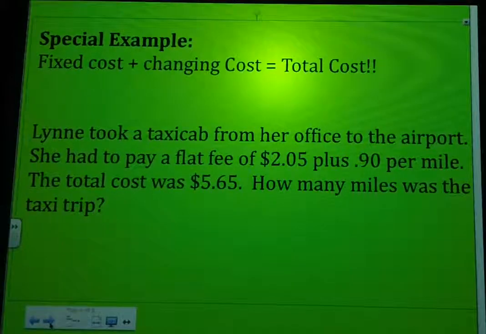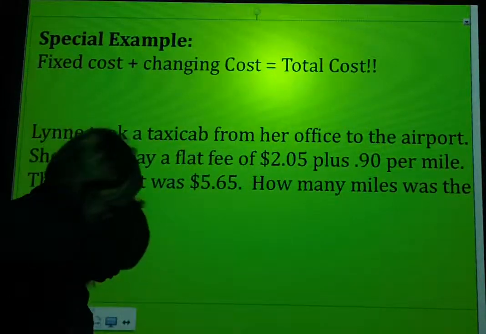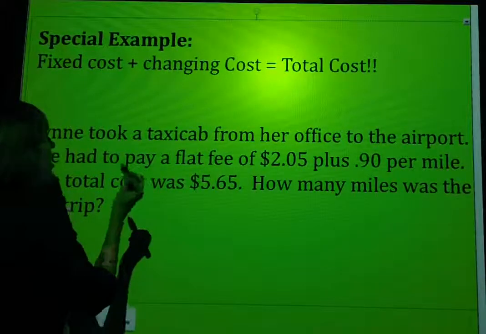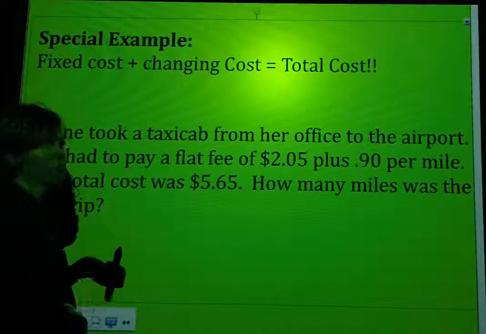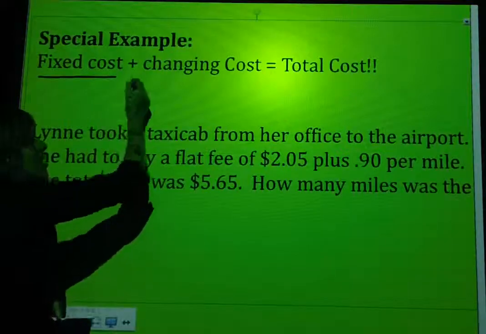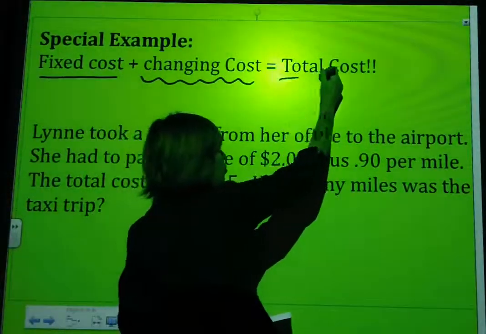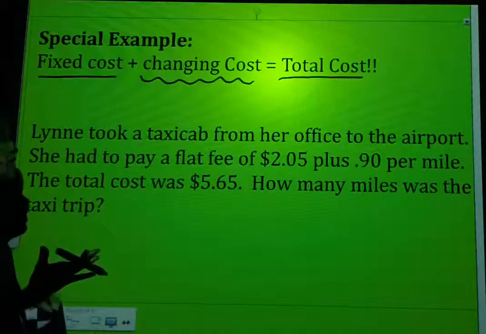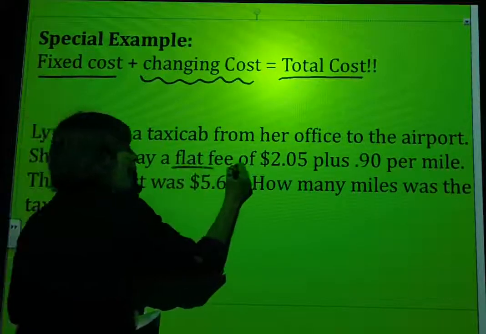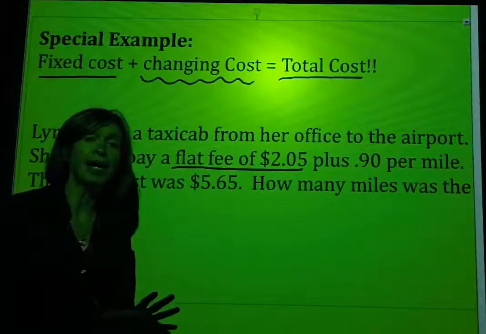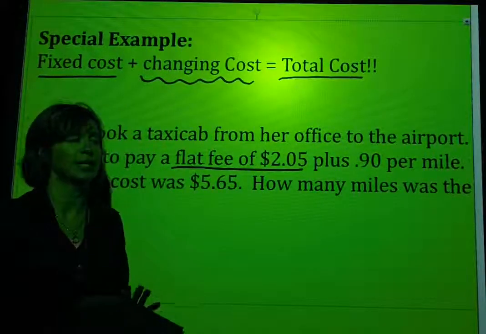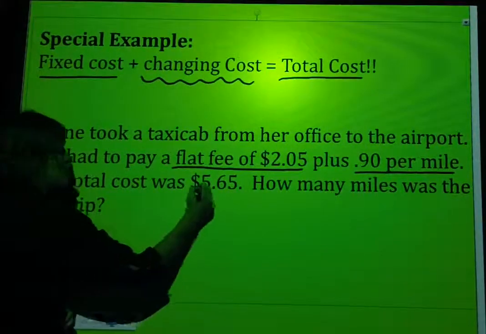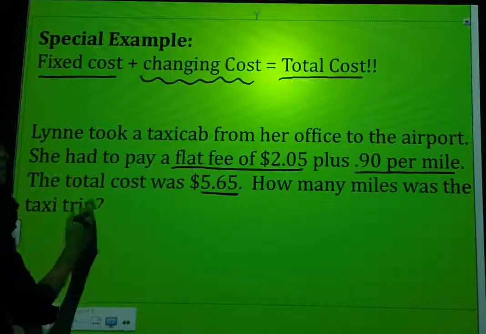Perfect. Special example. I like these special examples, and these are going to come into play when we start talking about linear functions. But oftentimes you're going to see questions in algebra that involve a fixed cost and a changing cost to get a total cost. All right, and here's a very basic example. Lynn took a taxi cab from her office to the airport. She had to pay a flat fee of $2.05. She's paying that no matter what. She gets in the car, it's $2.05. Plus 90 cents per mile. The total cost was $5.65. How many miles was the taxi trip?